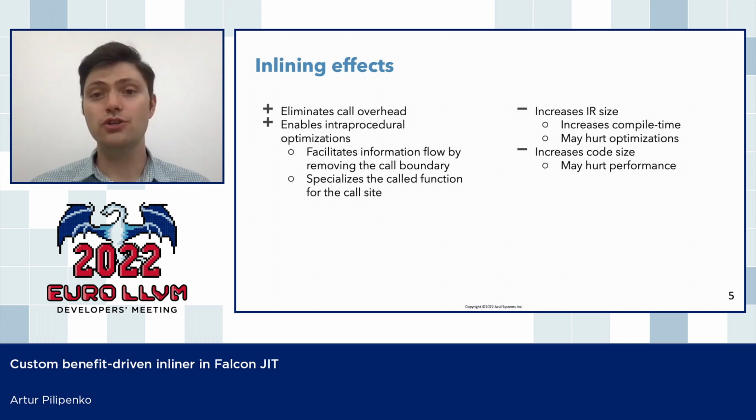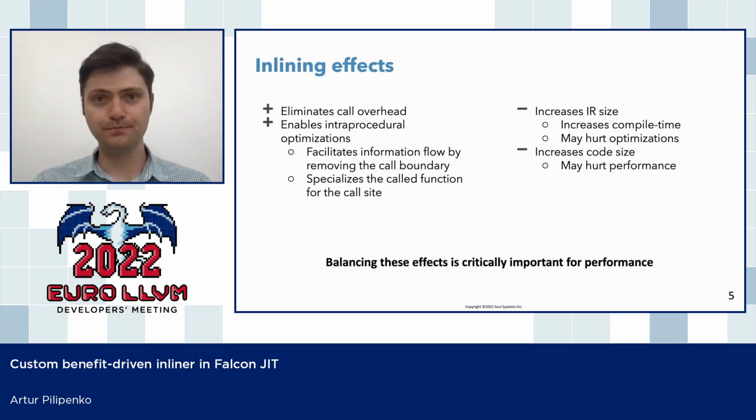Increased IR size translates into increased code size. And this alone can hurt performance. We can start experiencing more instruction cache misses, for example. Balancing these two kinds of effects is critically important for performance. And the rest of the talk is going to be about how we built an inliner that tries to make this balanced choice right.